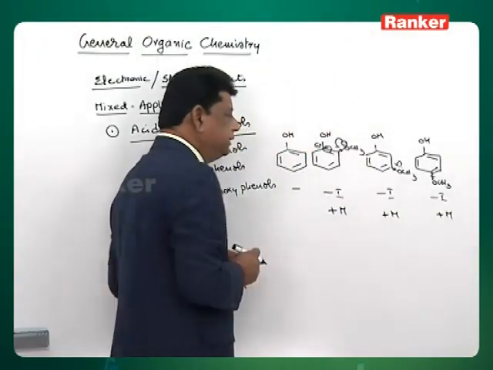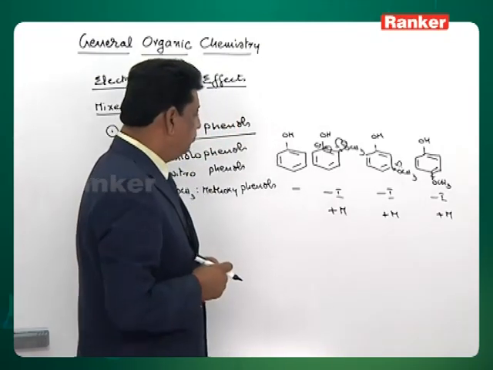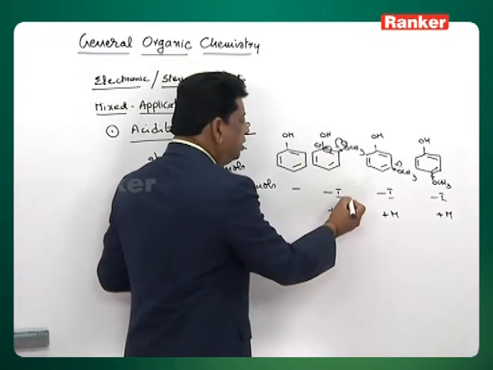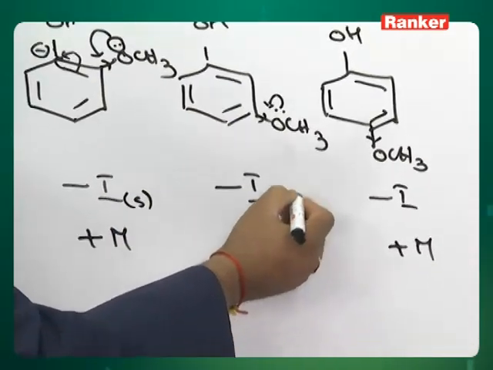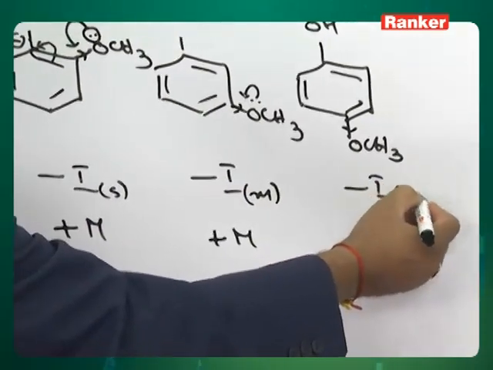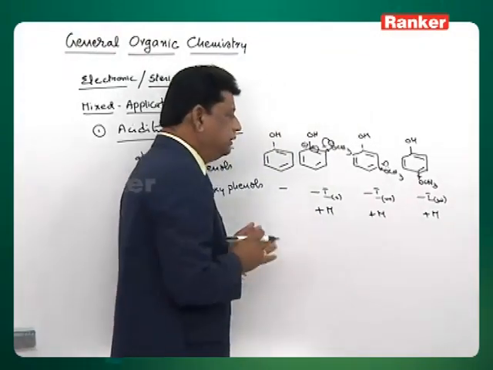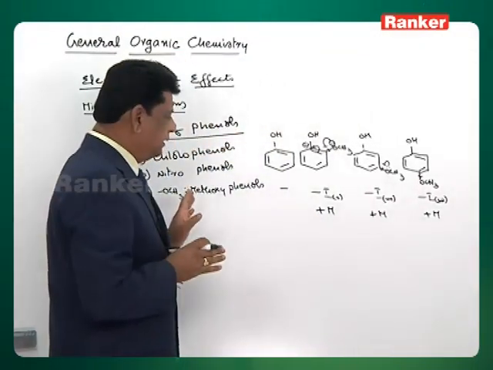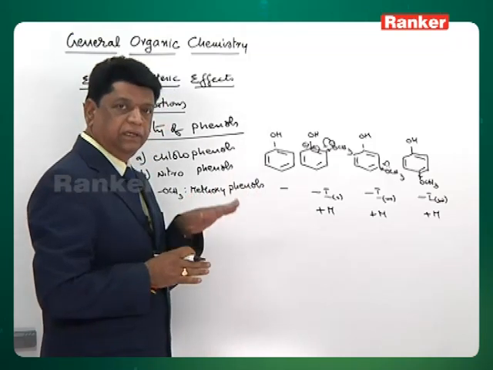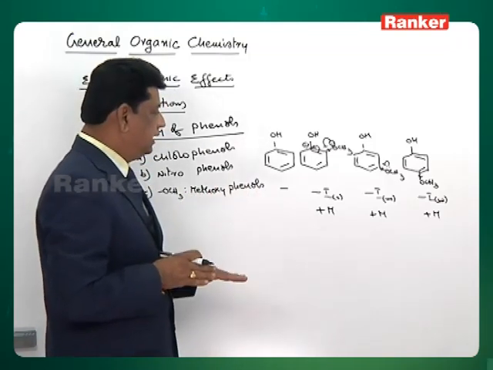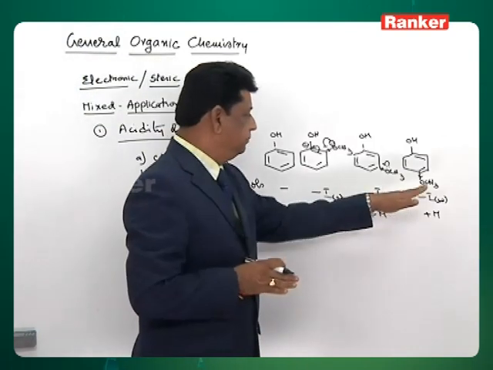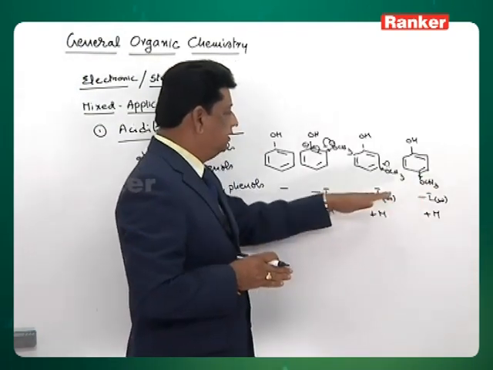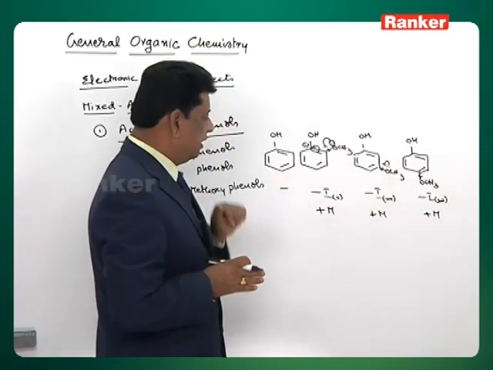Will all this minus I influence equally? Naturally, the minus I at the closest position will be the stronger one. This is the medium one. This is the weaker one. So all the minus I will not be the same. As the distance increases, the effect cancels by way of distance, therefore decreases. This shows a strong effect, medium, and small, weak effect.